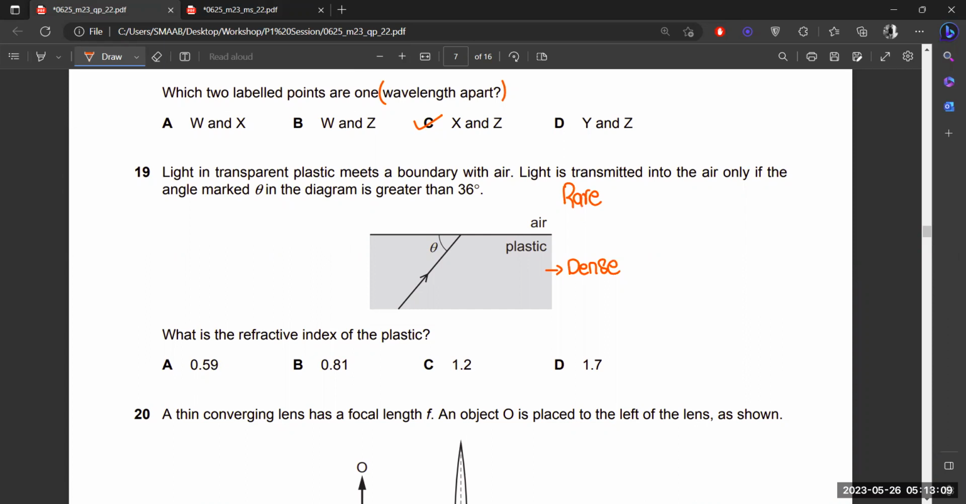We know that the angle of refraction is not there, so it means light is not in the rare medium. Light is still in our dense medium, so we use the concept of critical angle. So the formula is n equals 1 over sine C. But first we need to measure this angle of incidence, because the angle of incidence is the critical angle, since light is not moving into air. Light is still in the same medium. So let's mark the angle. I will show you the angle.